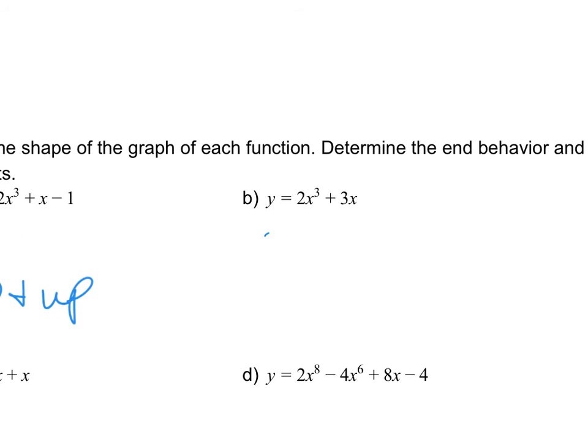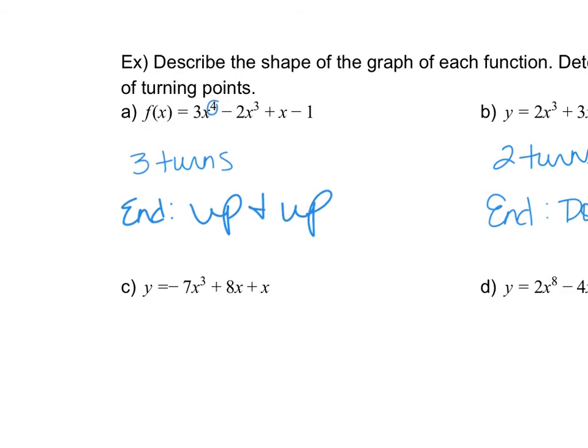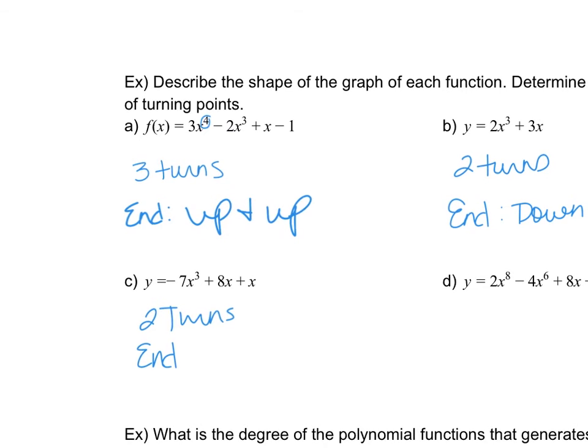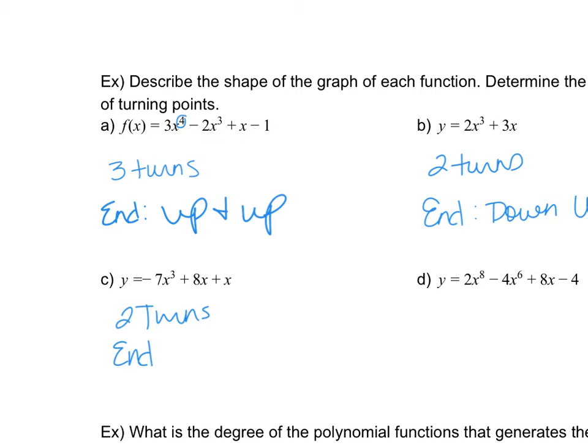Next one, the turns would have 2 turns, or up to 2 turns. Then the end, since it is a positive number out front and an odd exponent, it would start down and then finish up. Okay. This one would have 2 turns as well. And then the end, since it's negative and still to the 3rd power, it's going to be the opposite of what it was over here on letter B.